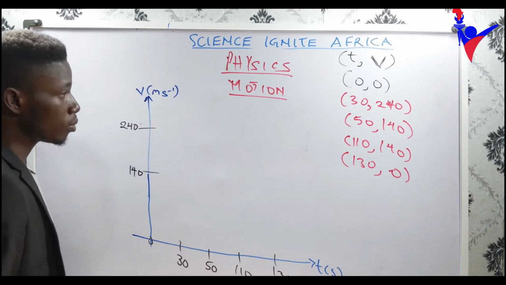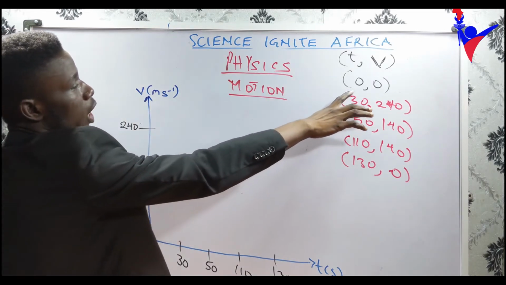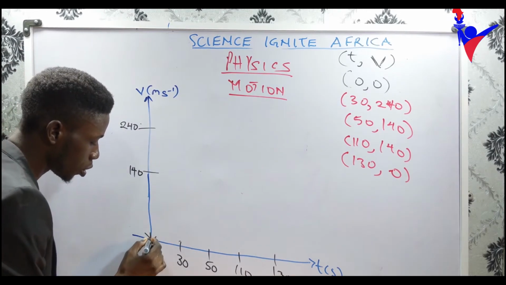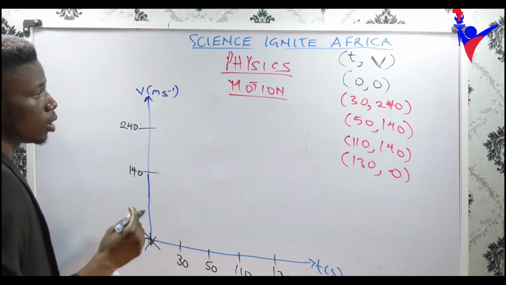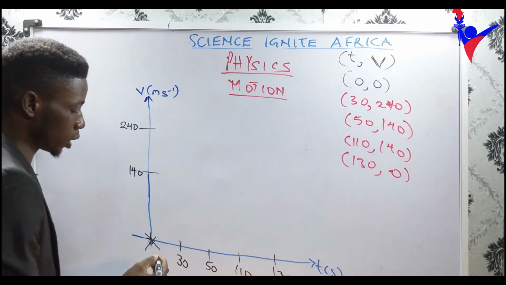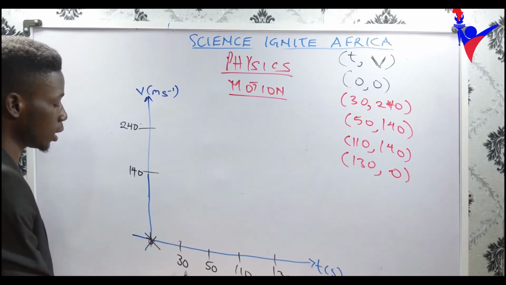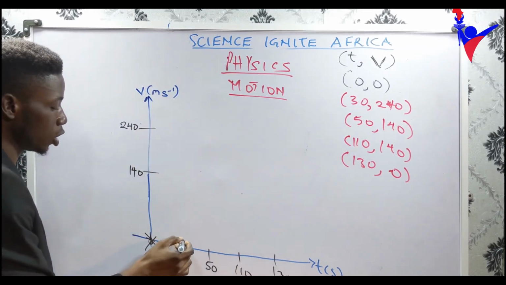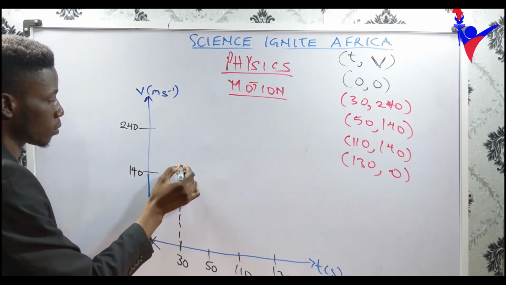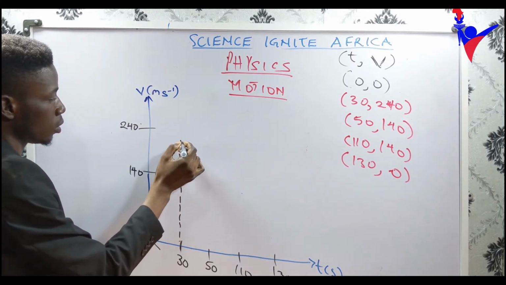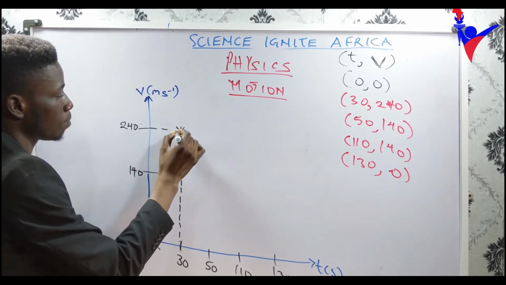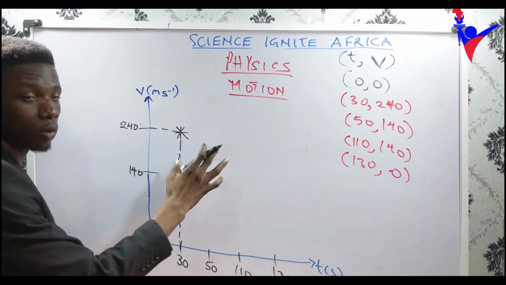Now, the first stage of the motion, we have 0, 0. So let's locate a point here, 0, 0. When time is 30, the velocity is 240. So let's trace 30 seconds to 240. We have this. So let's locate the point here. This is one of the points that our graph will pass through.